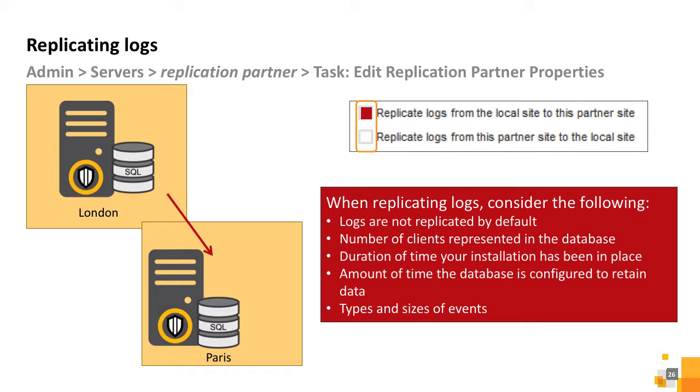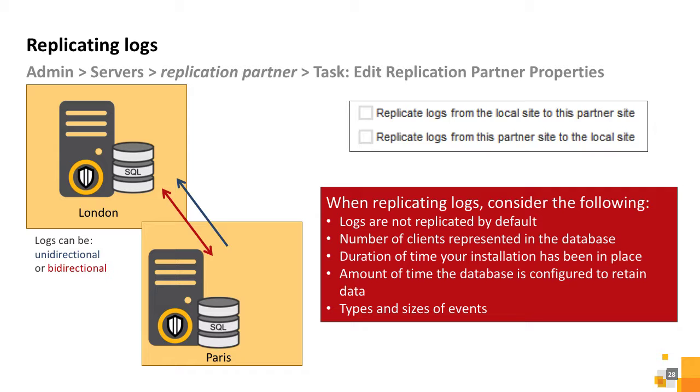Replicate logs from the local site to the partner site configures the replication schedule to replicate logs from London, the local site, to Paris, the remote site. Replicate logs from this partner site to the local site configures the replication schedule to replicate logs from Paris, the replication partner, to London, the local site. While individual logs are very small, they can become quite large during an initial replication. Subsequent log replications are always much smaller.